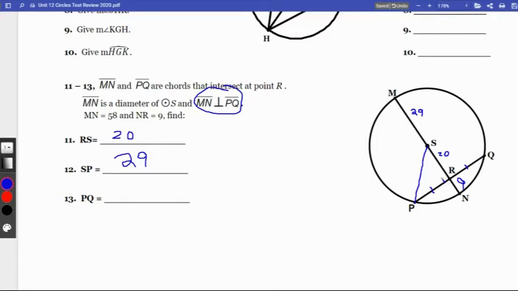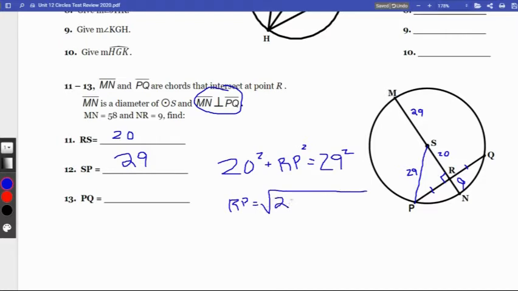And because these are perpendicular, I've got myself a right triangle here where the hypotenuse is 29, one of the legs is 20, and the other one is unknown. So 20 squared plus PR squared must be equal to the hypotenuse squared, 29 squared. So RP is going to be the square root of, I'll have to do 29 squared minus 20 squared.